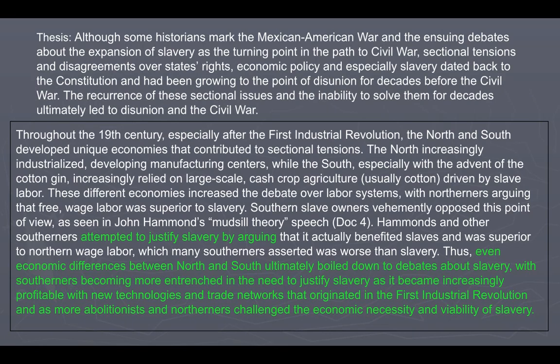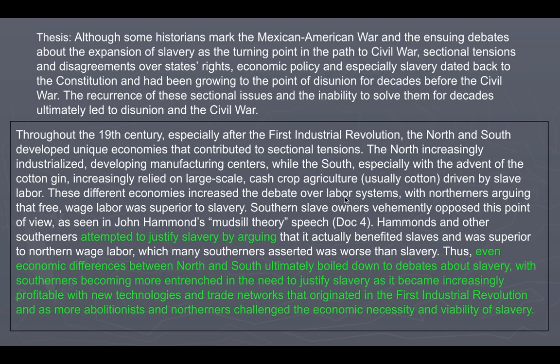Thus, even economic differences between North and South ultimately boiled down to debates about slavery, with Southerners becoming more entrenched in the need to justify slavery as it became increasingly profitable with new technologies and trade networks that originated in the First Industrial Revolution, and as more abolitionists and Northerners challenged the economic necessity and viability of slavery.